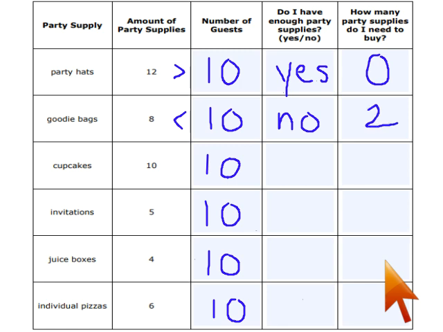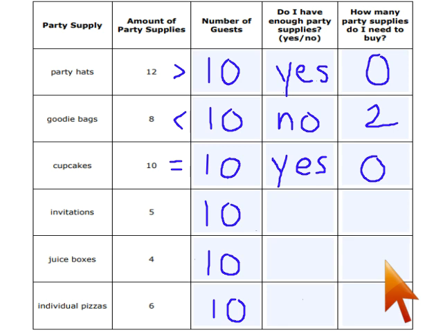Look at cupcakes. I have 10 cupcakes and I have 10 guests. Those numbers are equal. Both of those numbers are the same. So yes, I do have enough. And I don't need to buy any more because I have the perfect number. Now remember, you're going to be showing your work for all of these.